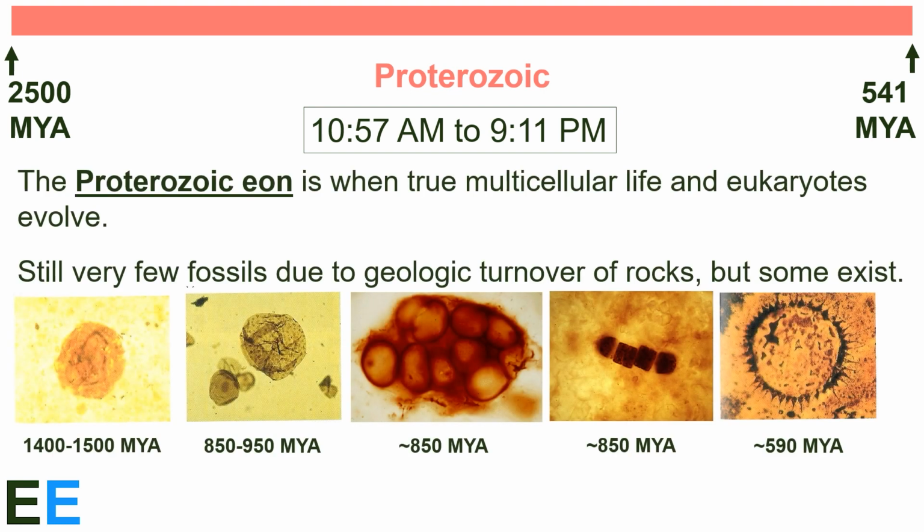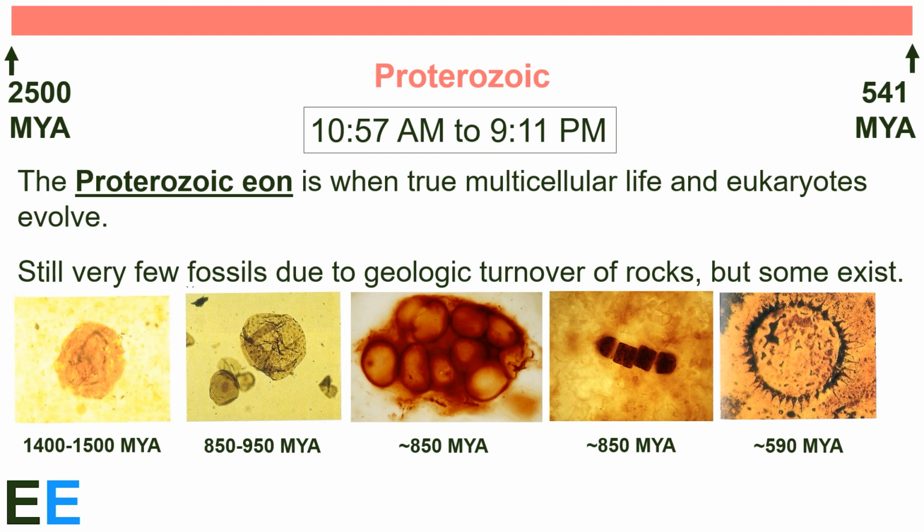The Proterozoic Eon is when true multicellular life and eukaryotes evolve. Eukaryotes are the organisms like us which have their DNA and chromosomes protected inside a nucleus in each cell. There are still very few fossils due to geologic turnover, but some clear examples do exist. In the pictures here, we can see fossils of what are obviously living cells from as far back as 1.5 billion years. By 850 million years ago, we see strings of bacteria, but these aren't true multicellular organisms since each cell's the same, they're just attached to each other. This first step does set the stage for cells to adapt and specialize, however.